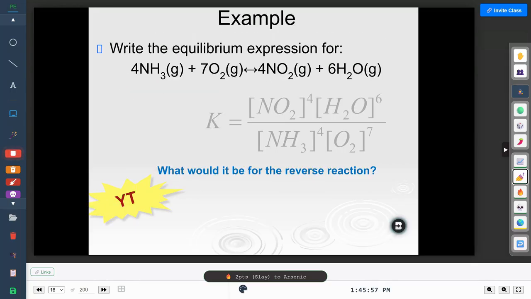All right, so here's an example of a chemical formula and its K expression. I would take my products, my NO2, to the 4th power, and my H2O to the 6th power, right? It's 6th power because it has a coefficient of 6, 4th power because it has a coefficient of 4. My products divided by my reactants, right? In this case, I'm going to have my NH3, which is to the 4th power because of that 4 there, and my O2, which is to the 7th power because of my 7 there.